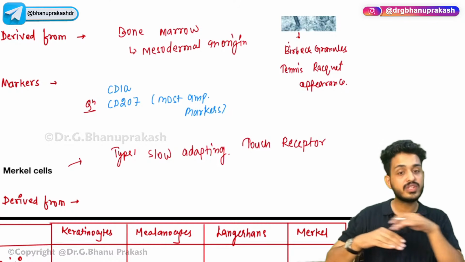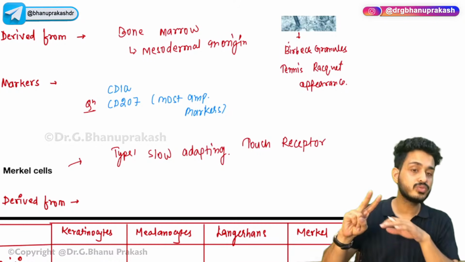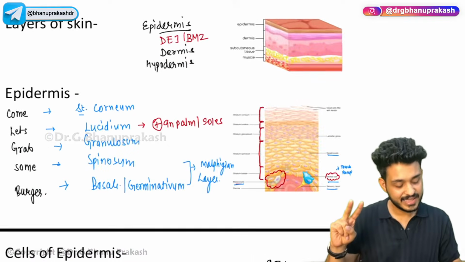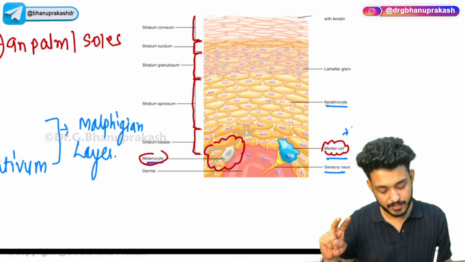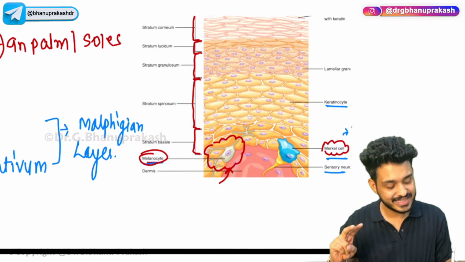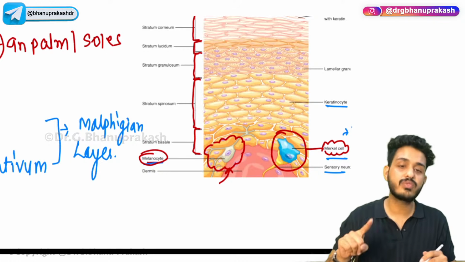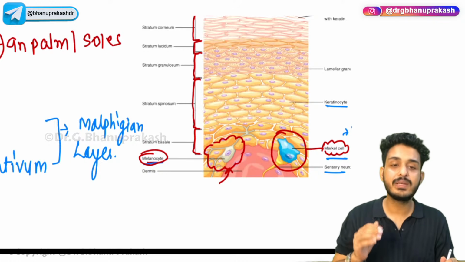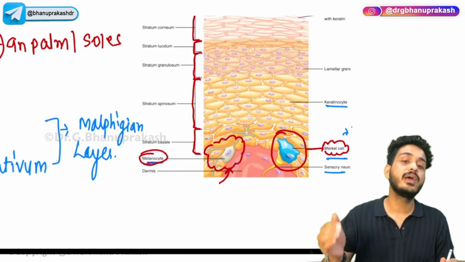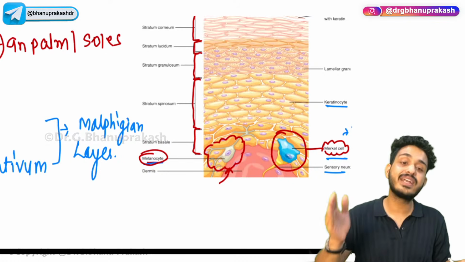They are present in which layer? We have already discussed. Two cells will be present in the basal layer. First we have seen the melanocyte, and the second cell that we have seen is your Merkel cell. Remember guys, question from physiology. Merkel cell will be present in epidermis. Okay, Meissner's corpuscle will be present in dermis.